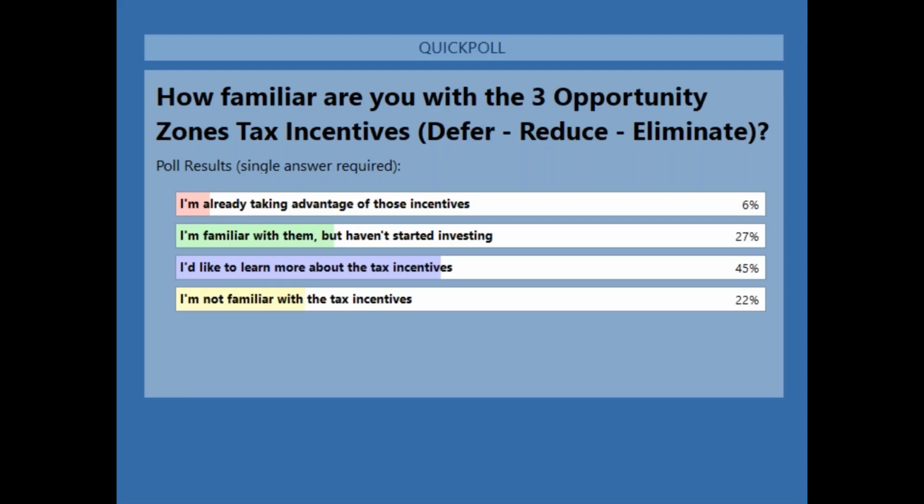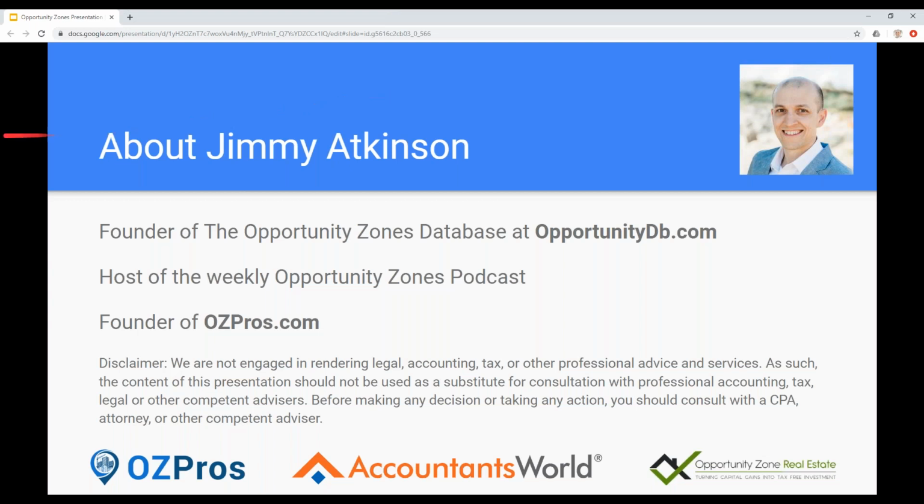Okay, so Rakesh and Jimmy, we see 45% of people say I'd like to learn more. 22% are not familiar. 27% are familiar but haven't started investing. 6% are already taking advantage. Right. This is interesting. So, Jimmy, walk us through some of the major milestones in this legislation, please. Sure, of course. Div, if you wouldn't mind turning it back over to me.